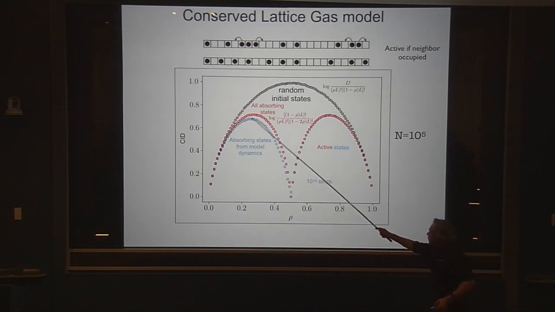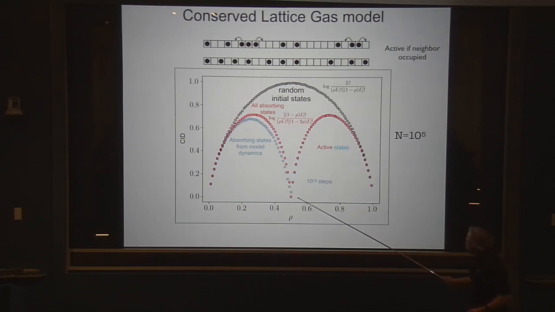These were absorbing states on this side, less than 1/2. Greater than 1/2, these are all active states. That's obvious because at greater than 1/2, for the simple problem in one dimension, I can never find something where I don't have a nearest neighbor occupied. So these are the absorbing states.